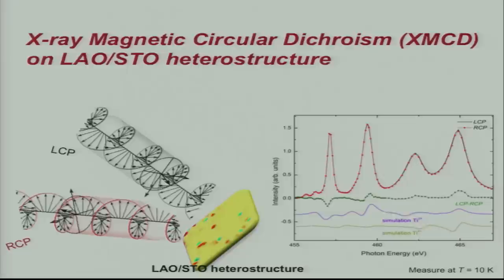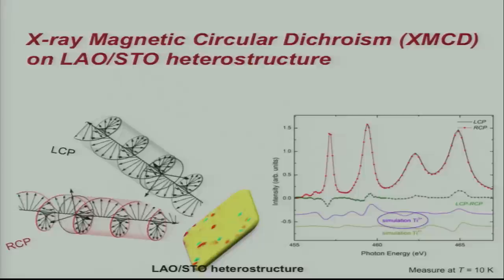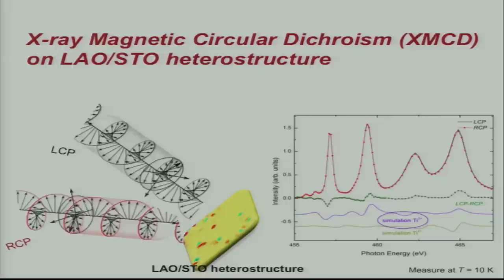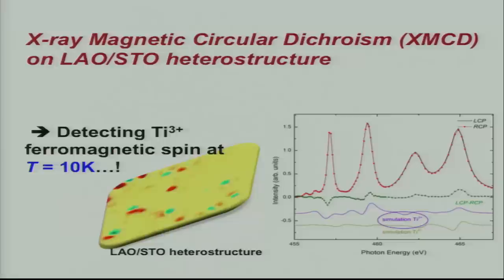But this is very natural. As I mentioned, titanium 4 plus has no additional electrons. When an electron is rotating, it causes the spin moment. However, titanium 4 plus has no electrons. This is natural; it is supposed to be titanium 3 plus. However, natural is not enough. We have to prove that. So we proved this magnetism from the titanium 3 plus. We found this titanium 3 plus showed the ferromagnetism at 10 Kelvin.